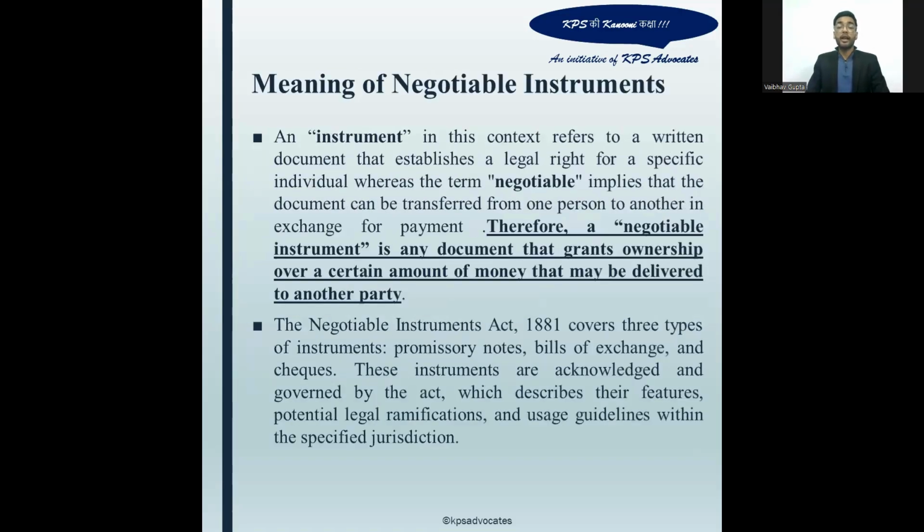The term instrument refers to a written document which prescribes certain kinds of rights for a specific person, whereas the term negotiable means that this instrument can be transferred from one person to another. Hence, a negotiable instrument refers to a written document which prescribes ownership rights over a certain amount of money to a certain someone, whereas this ownership right can be transferred from one person to another. Under the Negotiable Instruments Act, there are three kinds of negotiable instruments: promissory note, bills of exchange, and checks.